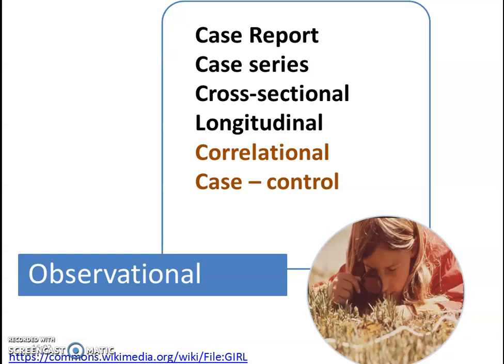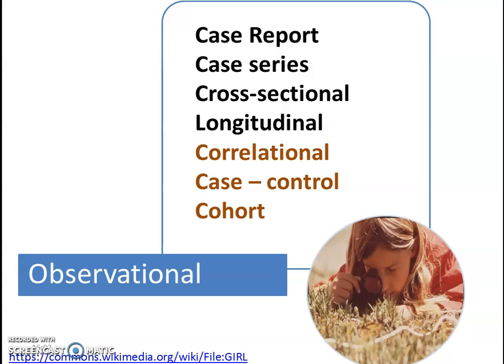Here there are cases, which are people who have the disease, and controls, people who don't have the disease, and then we compare these two groups to see what are the special characteristics in cases that make them get the disease and what are the factors missing in controls that make them healthier. So that's a case control study.